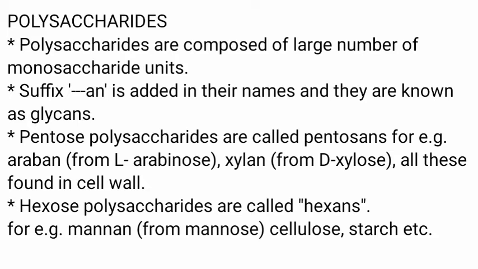Polysaccharides are composed of a large number of monosaccharide units or monomers. These end with the suffix "an", which means they are known as glycans. Pentose polysaccharides are called pentosanes. For example, araban, xylan, all these are found in cell wall. Hexose polysaccharides are called hexosans. Example, mannan, cellulose, starch.